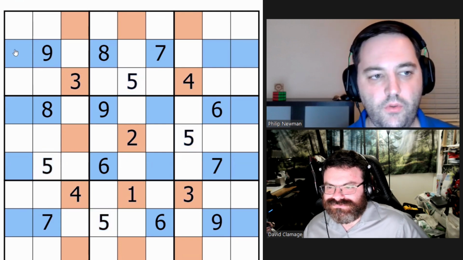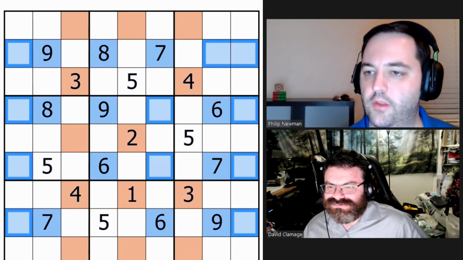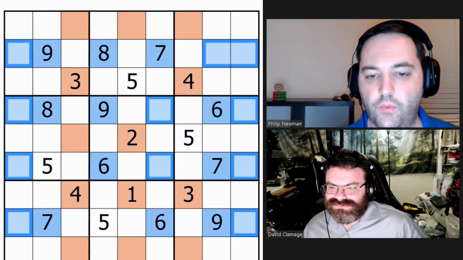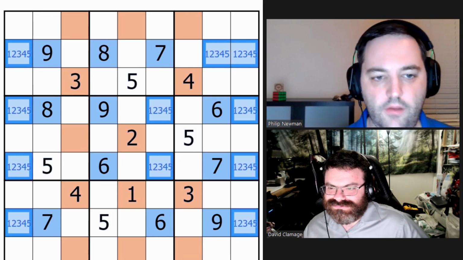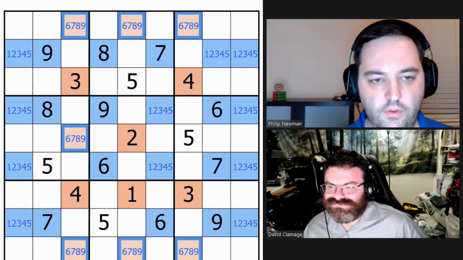Yeah. So if we look at blue, we said we needed 11 digits total, right? And we have 11 empty cells. Yep. So that worked out. So we can immediately say 1, 2, 3, 4, 5 for those cells. And we can immediately say 6, 7, 8, 9 for those cells.